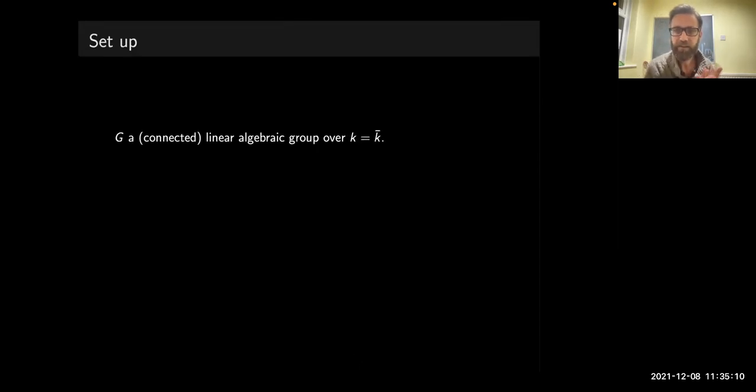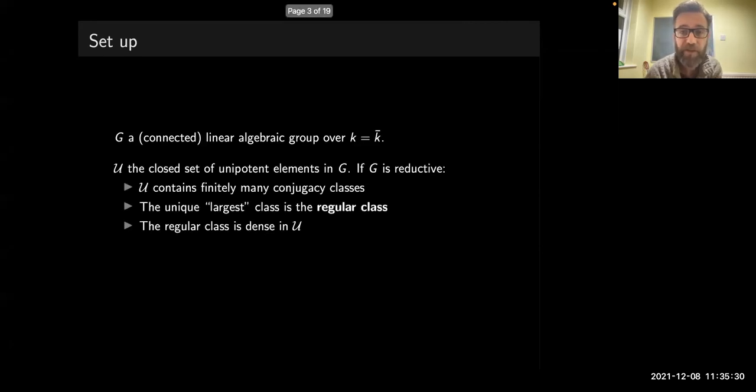So the setup will be, I will be talking about linear algebraic groups, obviously over algebraically closed fields of arbitrary characteristic. And for the start of the talk, I want my group to be connected. I will talk a bit about the non-connected case at the end. And I'm interested in unipotent elements in algebraic groups. So let me remind you that the set of unipotent elements in G is closed. And if G is a reductive group, then that set is a finite union of conjugacy classes.